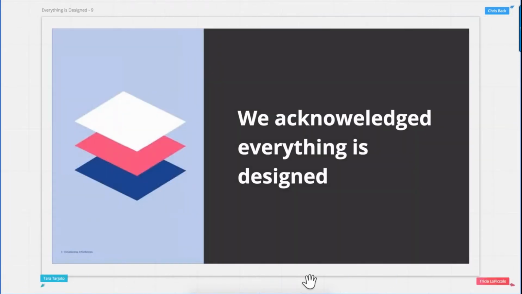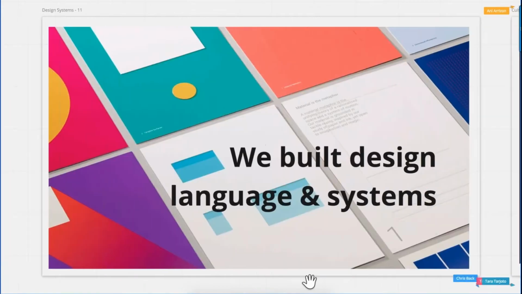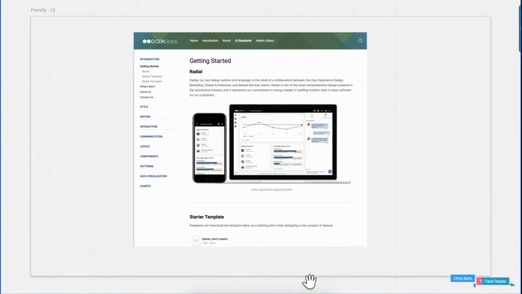And we acknowledged everyone is a designer and everything is designed. And one of our greatest collaboration challenges around design was honestly a lack of a consistent framework. And so as designers, we sought out to build a design language and systems to support better collaboration. But we knew it wasn't enough to just build these systems. We needed tools to communicate our systems to our remote audiences. And there are many tools out there that support this. In CDK's case, we leveraged a tool called Frenify to do just that.